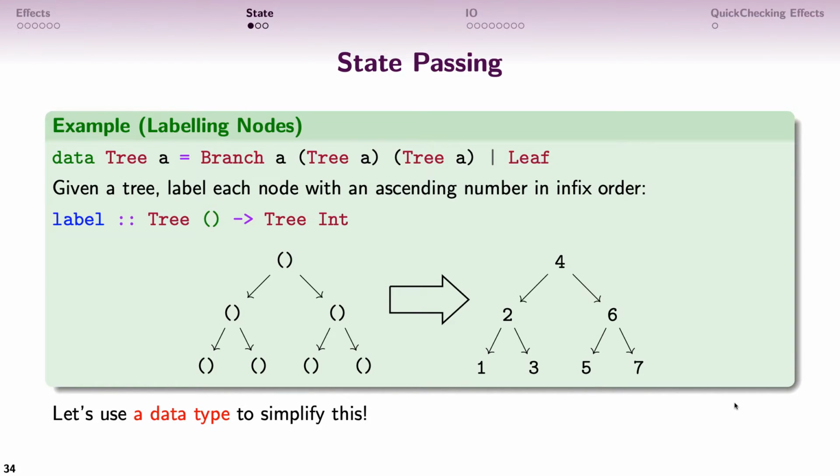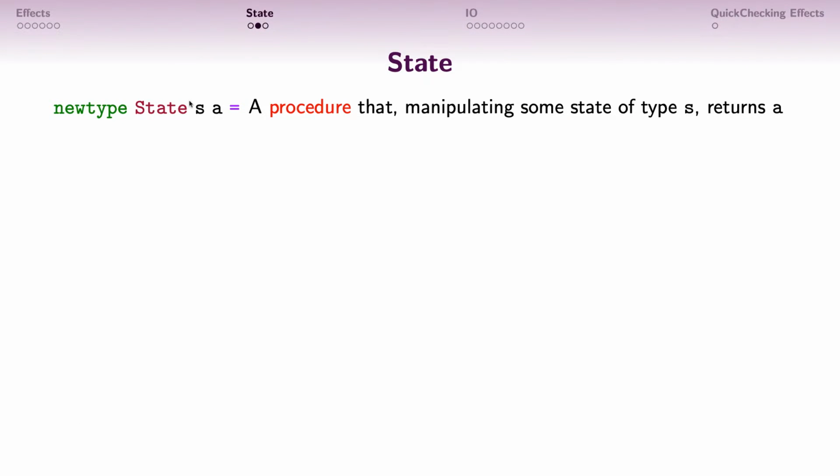We're going to use a data type to simplify this. And this data type is built in to Haskell's standard library called the MTL. And this data type is called state. We don't worry too much about how it's implemented just yet. We'll get to that in a moment. First, I just want to show you how it's used and what it is.